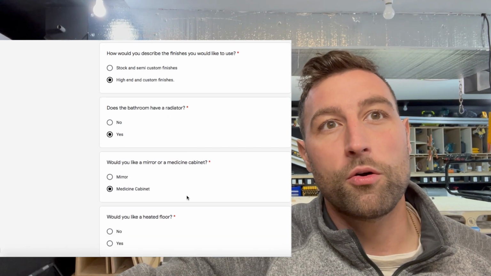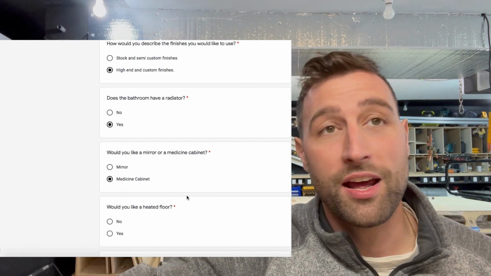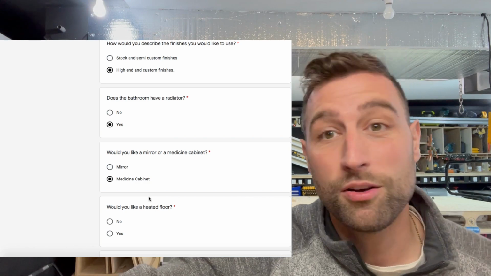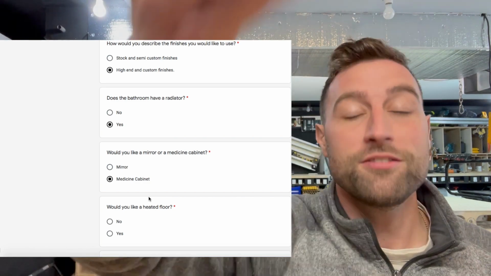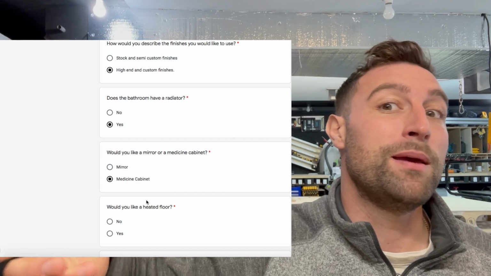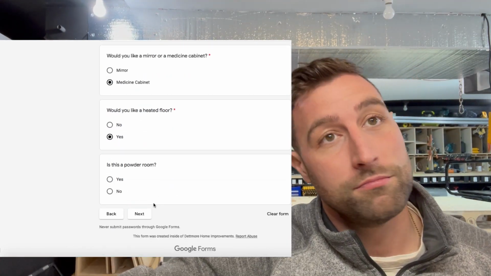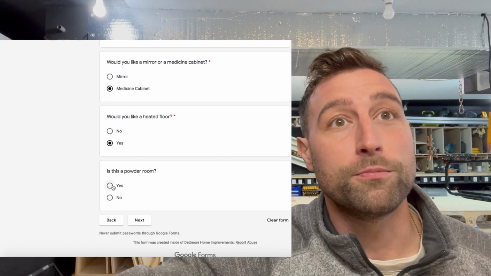Would you like a mirror or a medicine cabinet? A medicine cabinet's going to have extra layout, extra cost because of the medicine cabinet, and we have to deal with framing, which potentially could be a wall outside of the bathroom, which means maybe there's additional painting, spackle, etc. Would you like a heated floor? Yes, I would. Well, that adds cost, don't you know?